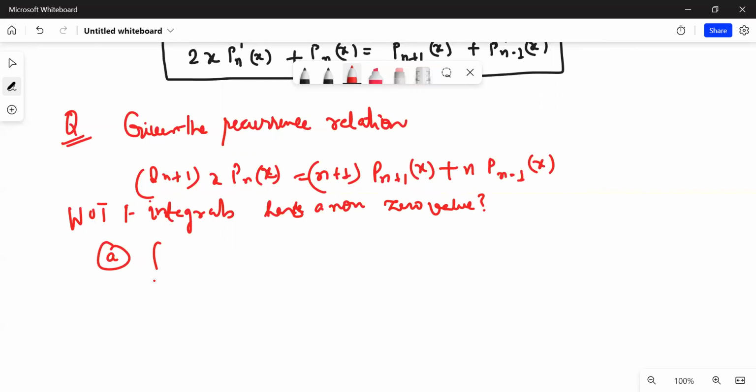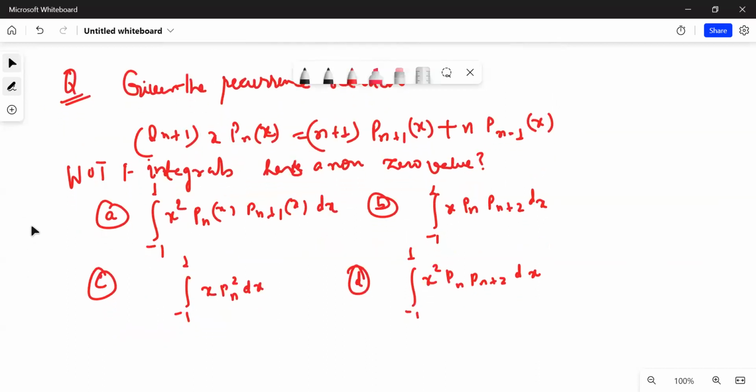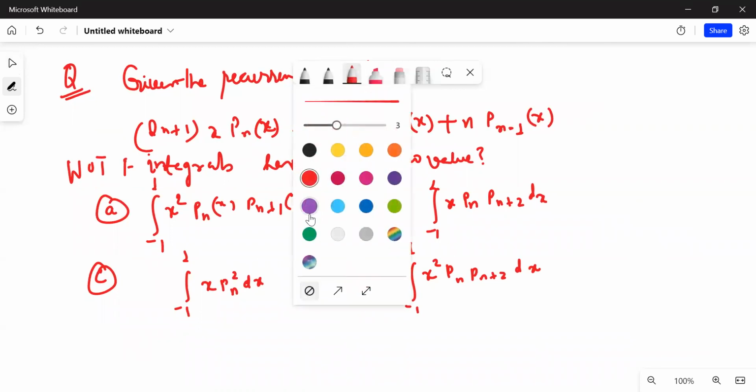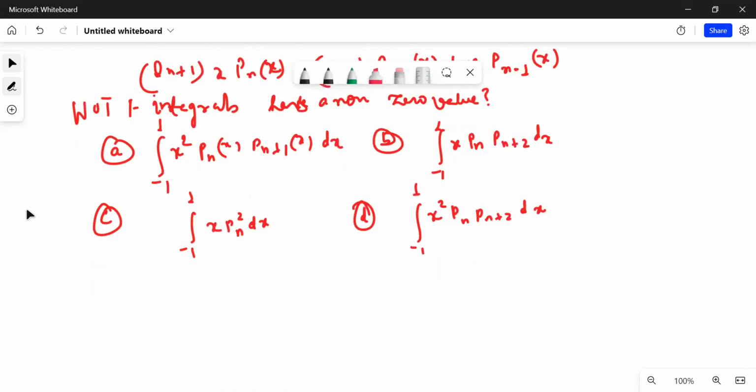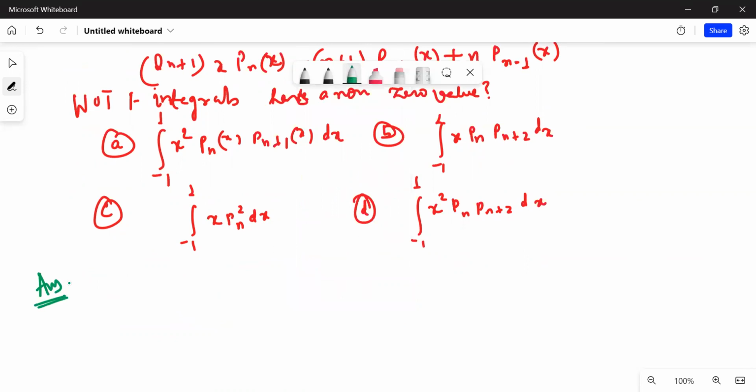So first, understand it is minus 1 to plus 1. Option A is the integral from minus 1 to plus 1 of x square Pn(x) P(n+1)(x) dx. Option B is the integral from minus 1 to plus 1 of x P(n+2) dx. C is the integral from minus 1 to plus 1 of x Pn square dx. And option D is the integral from minus 1 to plus 1 of x square Pn P(n+2) dx. One needs to find which of the following integrals has a non-zero value.